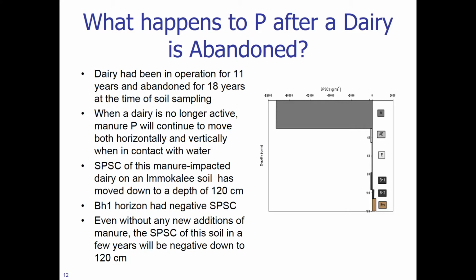Now, let us look at what happens to P after a dairy is abandoned. This particular dairy had been in operation for 11 years and abandoned for 18 years at the time of soil sampling. So when a dairy is no longer active, manure P will continue to move both horizontally and vertically when in contact with water. The SPSC of this manure-impacted dairy soil on Immokalee has moved down to a depth of 120 centimeters. The BH1 horizon has negative SPSC, so even without any new additions of manure, the SPSC of this soil in a few years will be negative down to 120 centimeters.